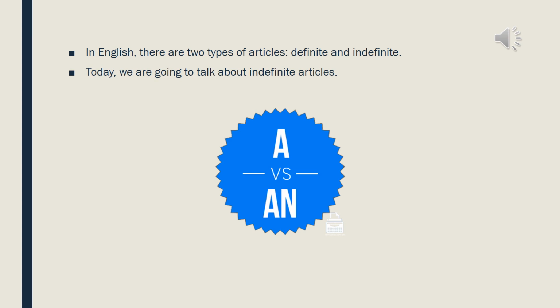In English, there are two types of articles, definite and indefinite. Today, we are going to talk about indefinite articles. A, an.